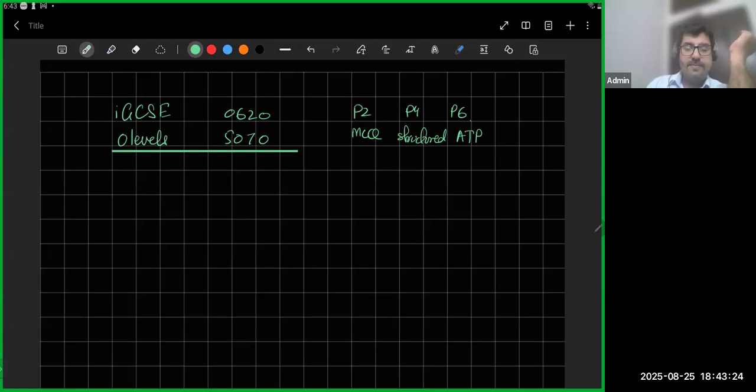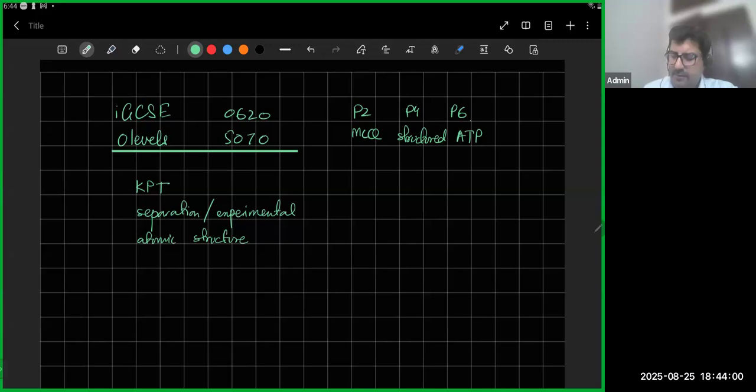Your topics are, you've got kinetic particle theory. That's all about solids, liquids, and gases. Diffusion, Brownian motion. You've got mixtures and compounds. You've got separation techniques. You've got experimental chemistry, which is all about how to do experiments in the lab. You've got atomic structure. You've got chemical bonding.